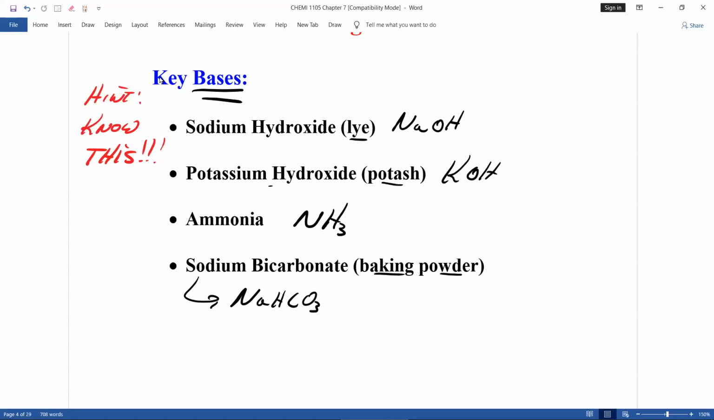So we have acids and bases. Here are the key bases. I just gave you the key acids. Anybody need more time to copy this down? Send me a message via chat, like, whoa, don't move yet.